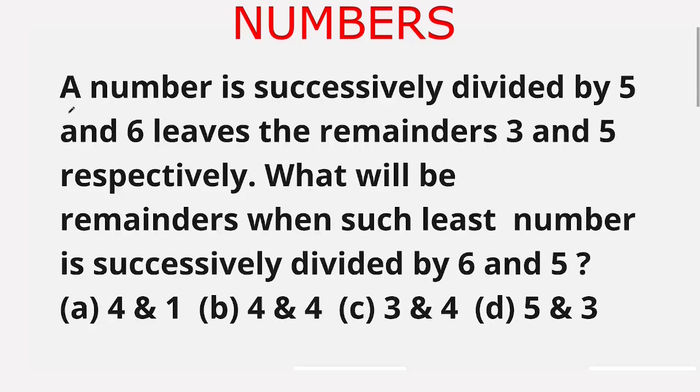Our question is, a number is successively divided by 5 and 6 and leaves the remainders 3 and 5 respectively. What will be the remainders when such least number is successively divided by 6 and 5? The given options are option A 4 and 1, option B 4 and 4, option C 3 and 4, option D 5 and 3.